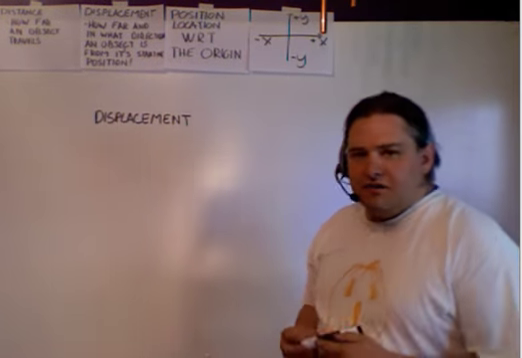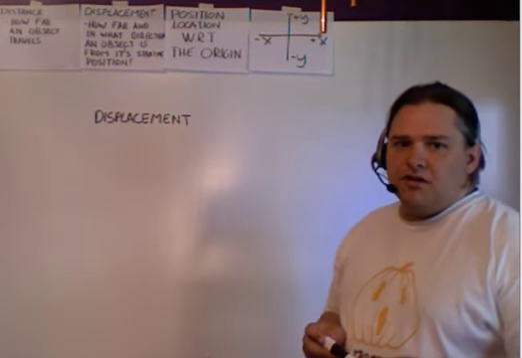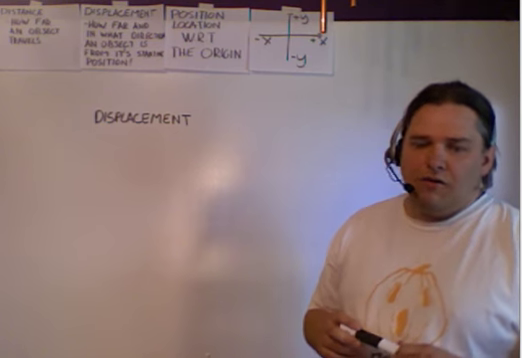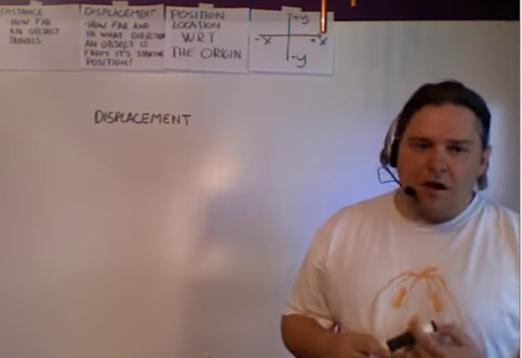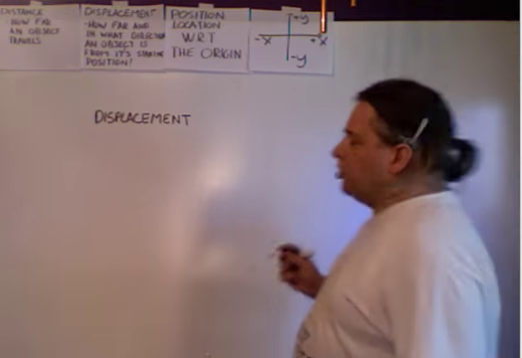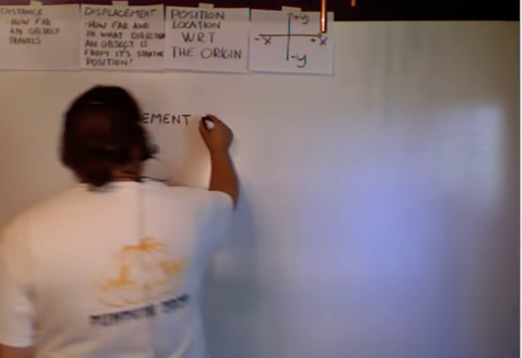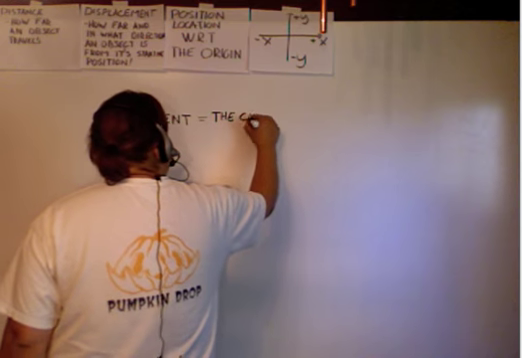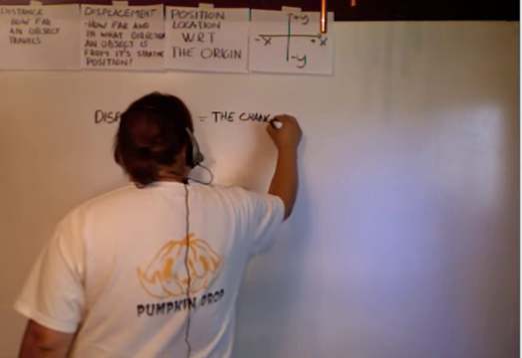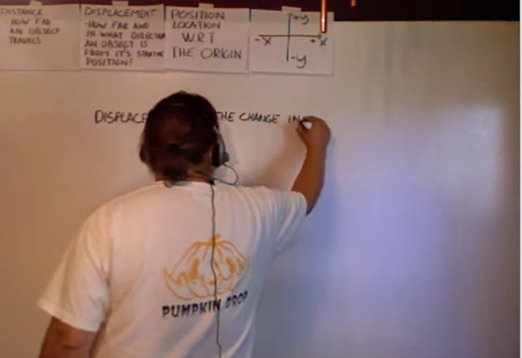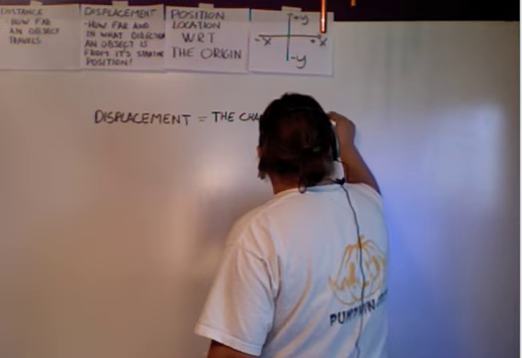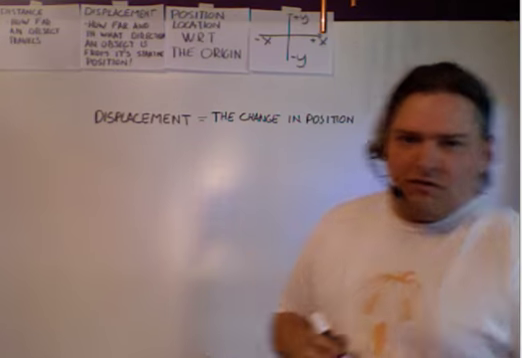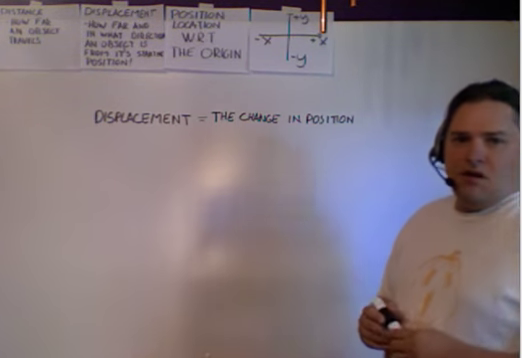Alright, so as I said, I was going to talk about the mathematical definition of displacement. This is for everybody. This is not for IB or AP or for honors. Everybody needs to know the mathematical definition of displacement. Displacement turns out to be the change in position. That's the mathematical definition of displacement. It's equal to the change in position.